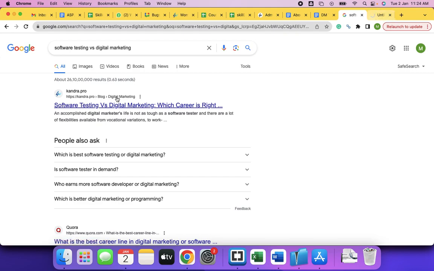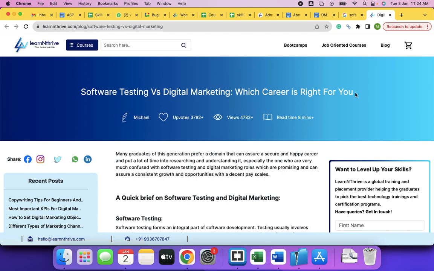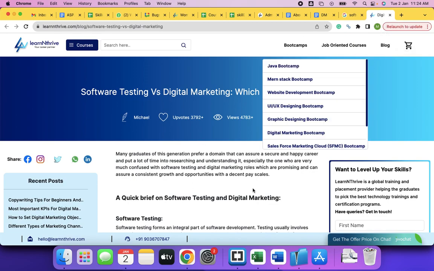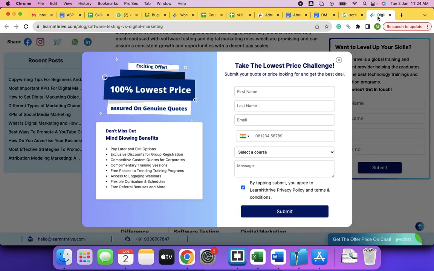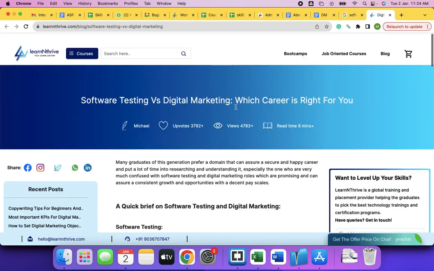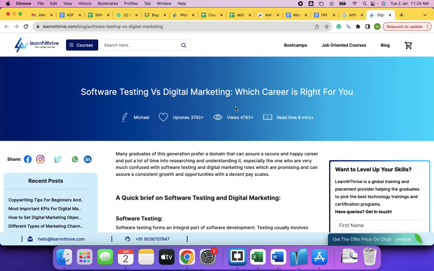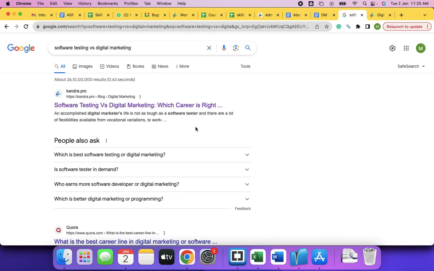Look at this. This is software testing versus digital marketing. Which career is right for you? So here this heading is there, and exactly the same is used. Digital marketing versus software testing, you see here in the top right. This one is not there anywhere on this page, and the description that you see here is also not there anywhere. We were discussing in the previous classes that HTML has a head section and a body section, and all this goes in the head section. This head section information is mostly for search engines and browsers, and it will be displayed on Google search results.